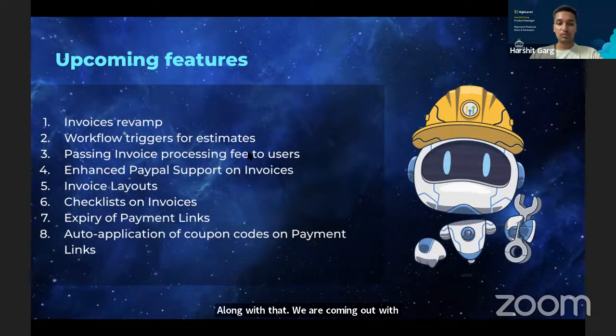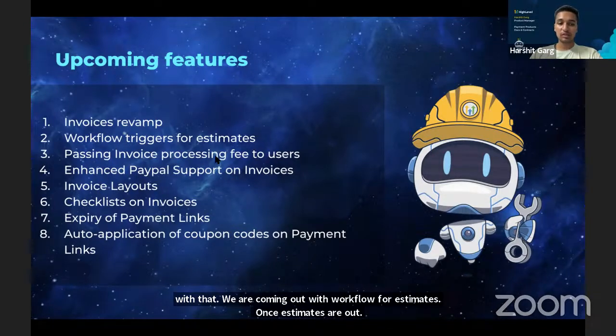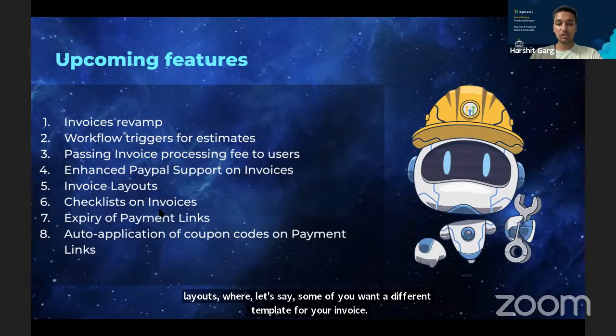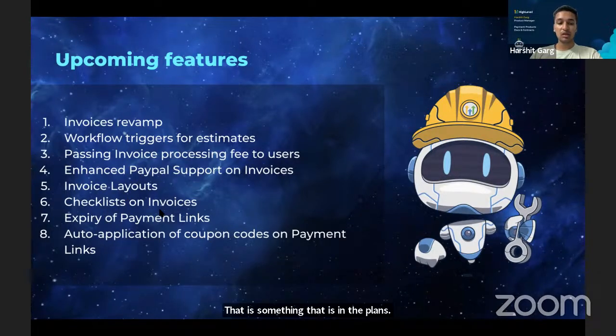Invoice processing fees passing to the customers is something that is in the plans. PayPal support on invoices is also something that we are looking for. Pre-made layouts, where, let's say, some of you want a different template for your invoice, is something that is in the plans. Checklist for invoices is in the plans: let's say you have 5 items and your end user wants to just pay for one of them at the moment. They can simply click on that amount and then pay for that particular item.